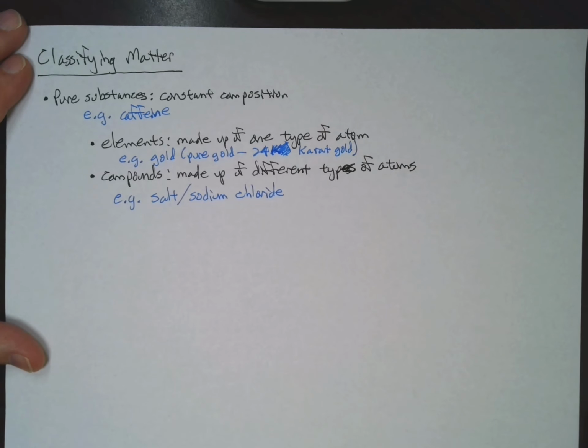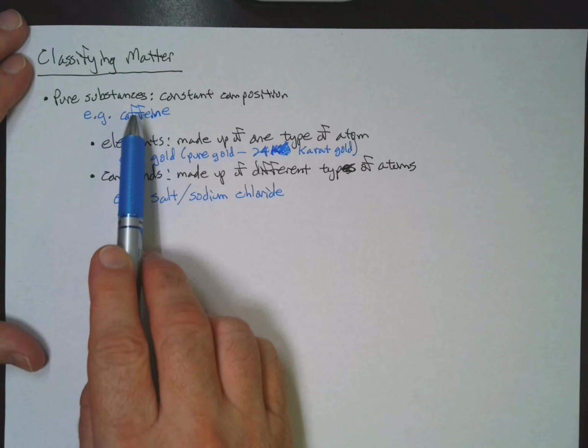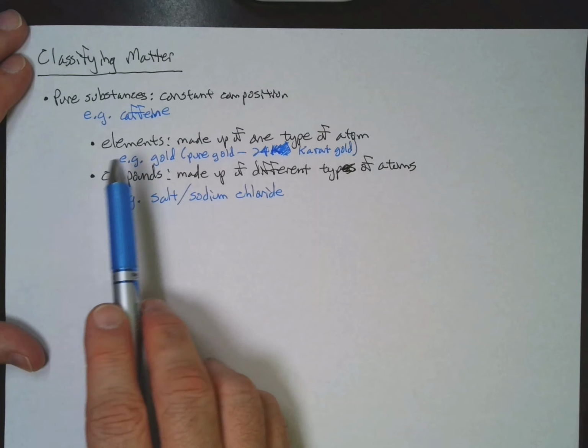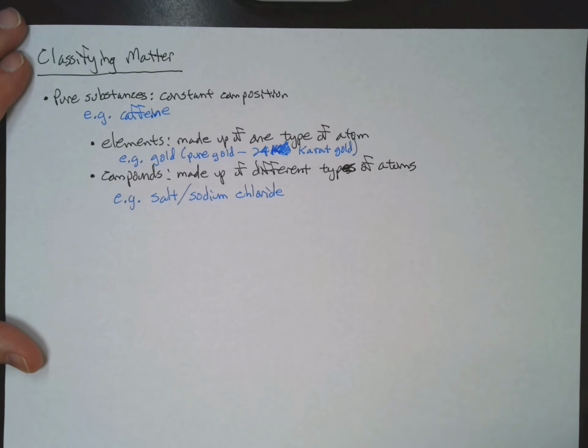It's made up of two elements, sodium and chloride. Caffeine is also a compound, and it's made up of carbon, nitrogen, oxygen, and hydrogen. So a bunch of different types of atoms.